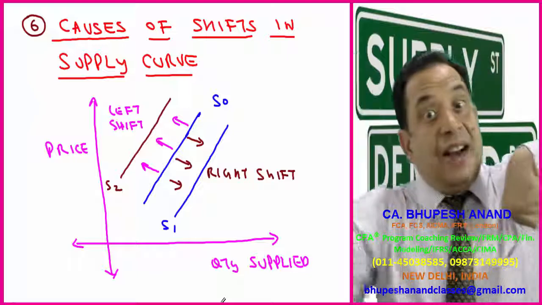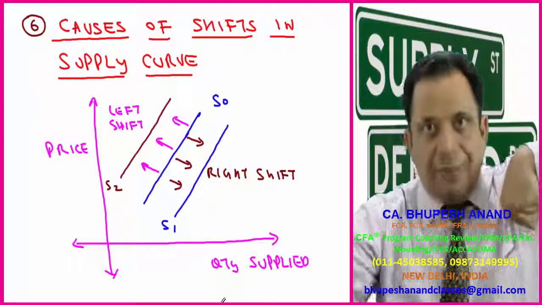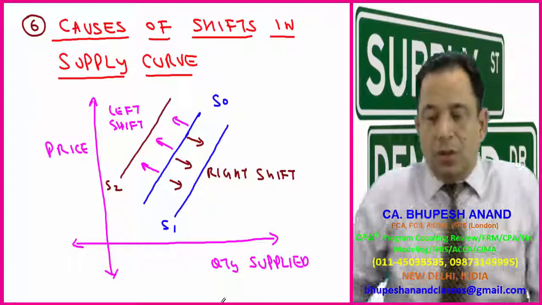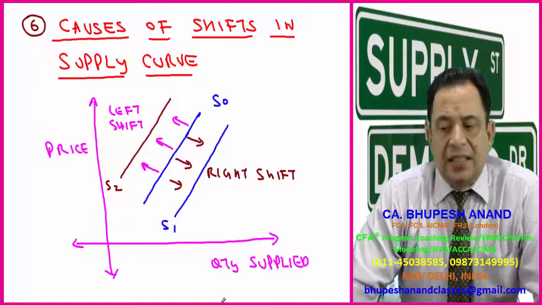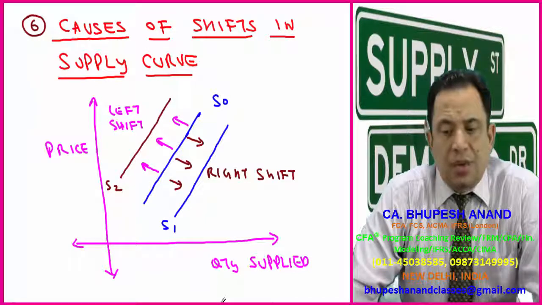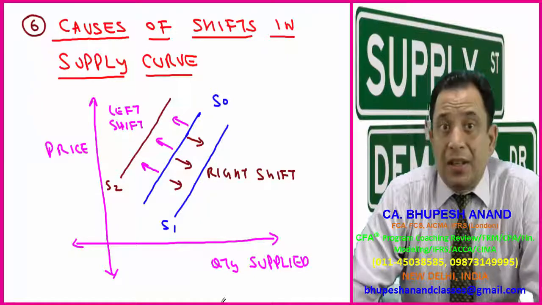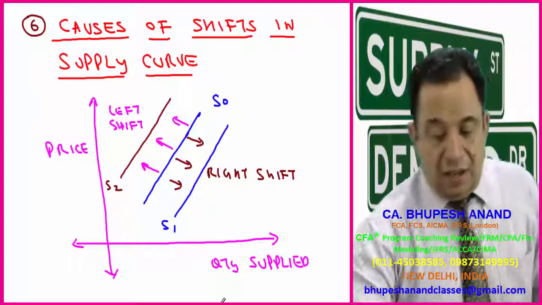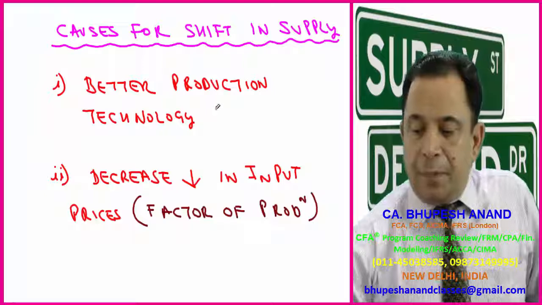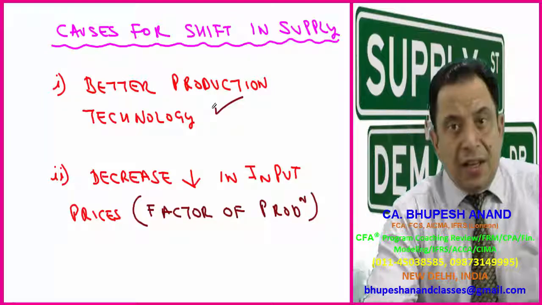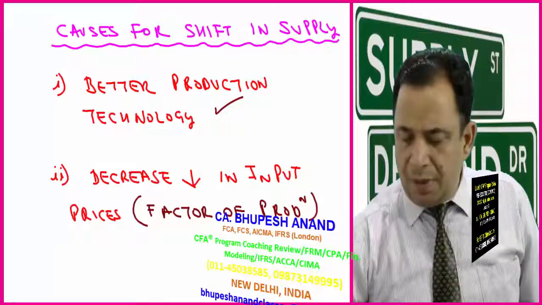Now again, we can have a right shift or a left-hand shift. So please prepare the graph first, then I will explain more. This S0 is the original supply curve, S1 is the right shift, S2 is the left shift. In this case, we are assuming that price is the same, but due to cost of production factors there is a shift. So causes for shift: better production technology, or an increase or decrease in the raw material cost, as the case may be.